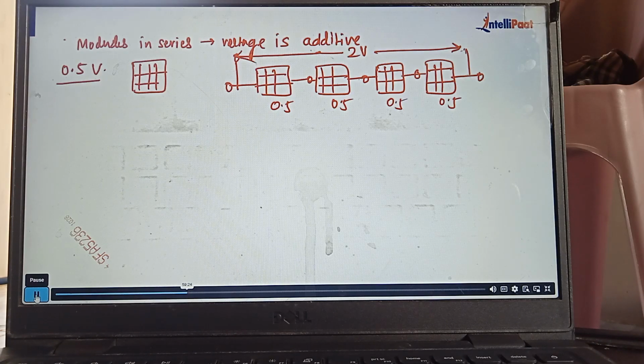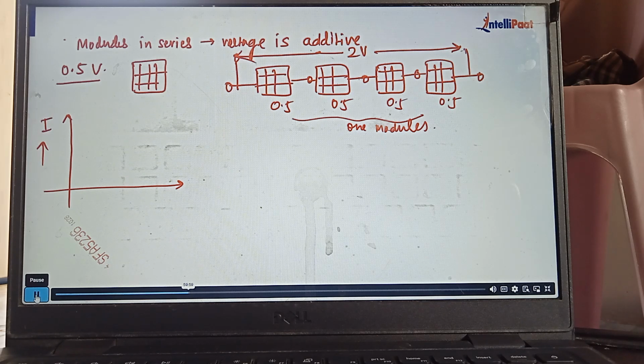Now, if I'm adding these in series, suppose 2 modules are added in series. This is the one module we are talking about. Let's talk about 2 modules or 2 cells, whatever you consider. If you have one module, this is the IV characteristic. I'll tell you later how we draw it; for the time being, consider this the IV characteristic of a module. The maximum voltage is 0.5 volt, and suppose it draws 0.8 ampere current.